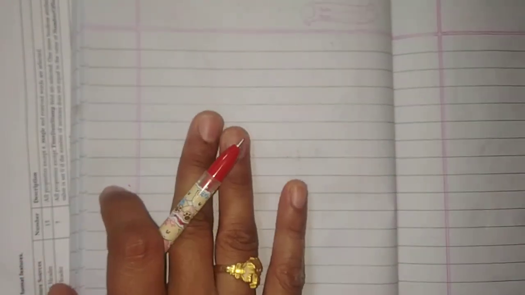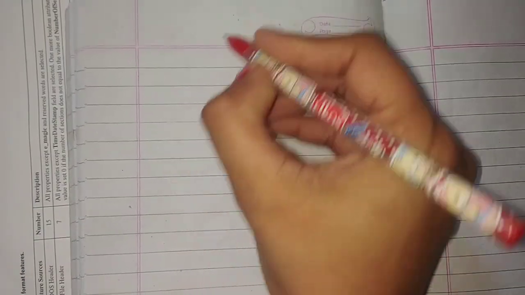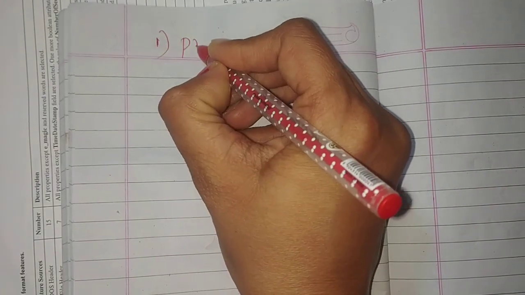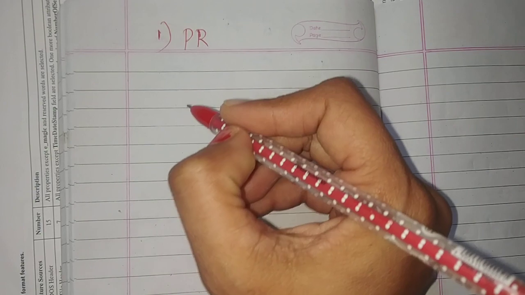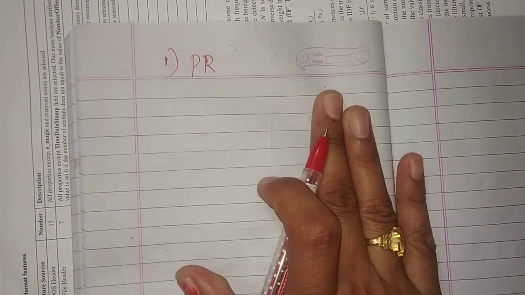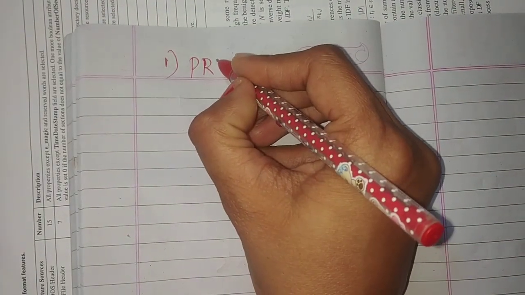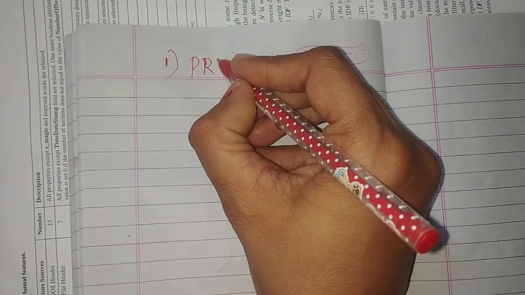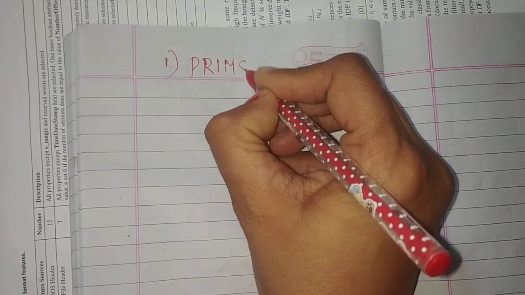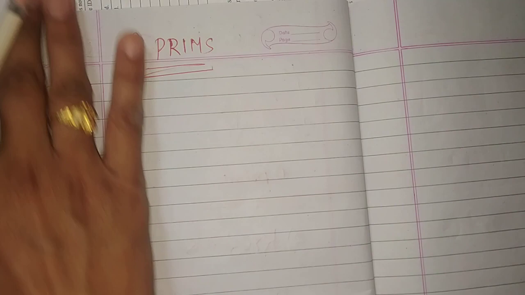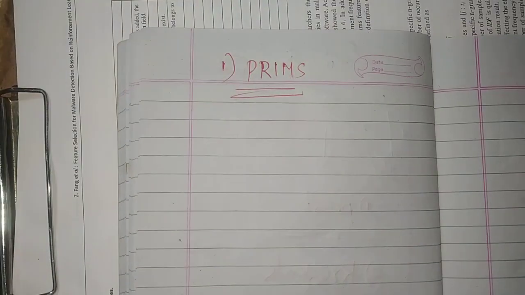I am taking one difficult example. So the first algorithm is Prim's algorithm. First, by Prim's algorithm, I am going to find the minimum cost of a spanning tree. Right. By Prim's algorithm. Okay. With taking one example.